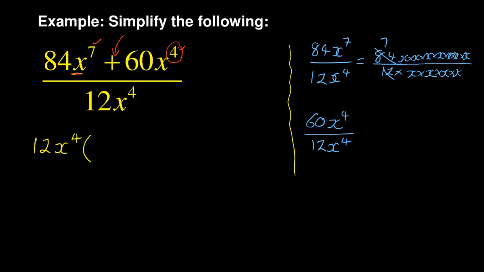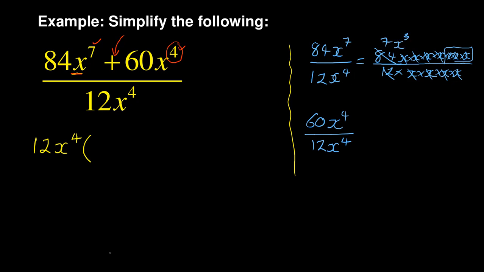So you will have a 7 there, and then you start cancelling the x. Each x cancels, each x cancels. Remember, there are 4 at the bottom and there were 7 on top, which means 3 of them will remain. That's why you'll have here x to the power of 3.